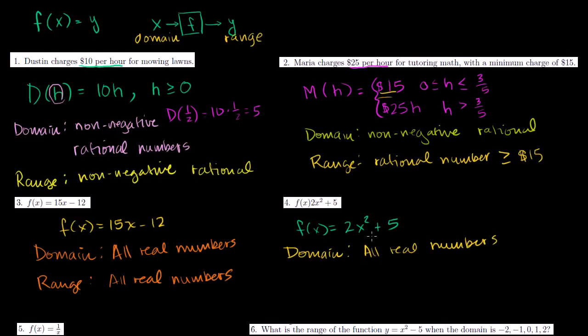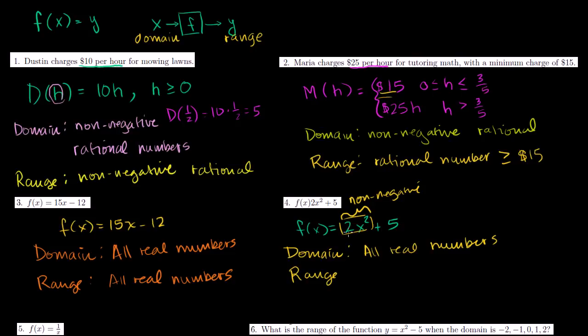All real numbers, positive or negative or otherwise, or even non-rational. And then what is the range here? This is interesting, because no matter what number I put here, this value right here is going to be non-negative. Even if you put a really negative number here, you're going to square it, so it's going to become a really positive number. So this expression right here is going to be non-negative.